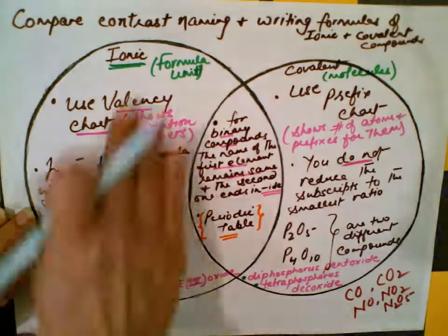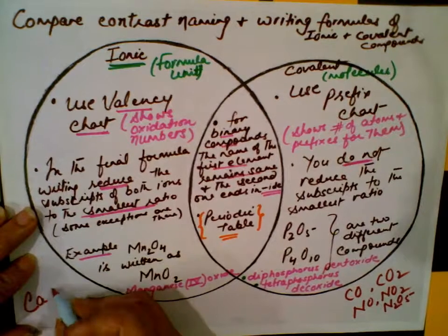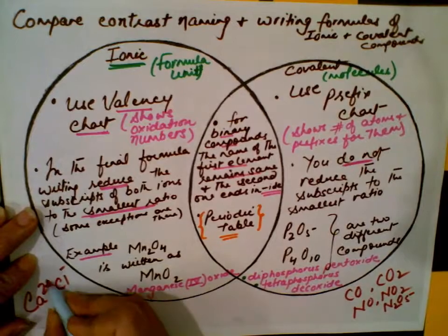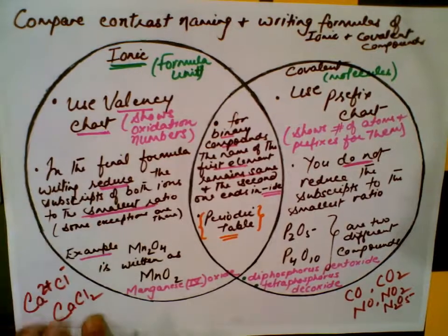However, when you're working on ionic compounds, let's say you're making ionic compounds using calcium and chloride ion, all it can form is just one compound, CaCl2. That is the only combination possible. So we do not need to use the prefix chart. All right.